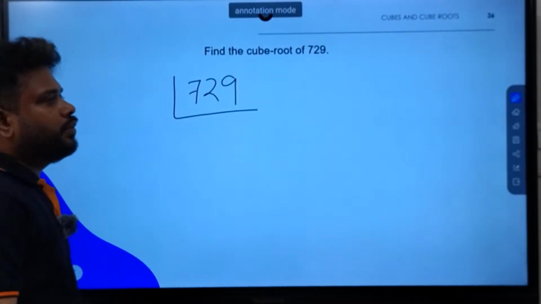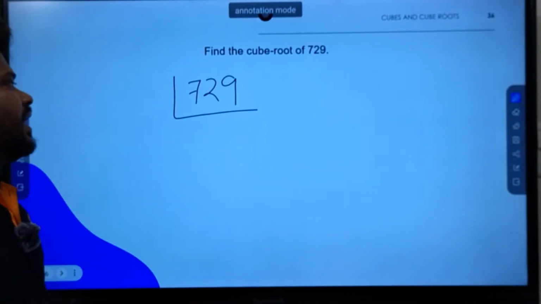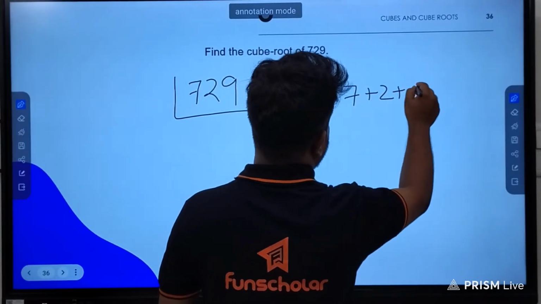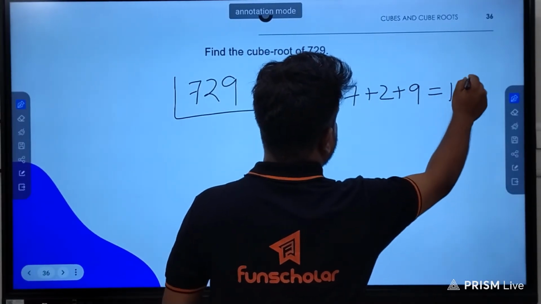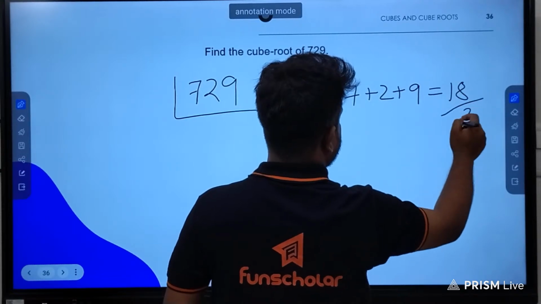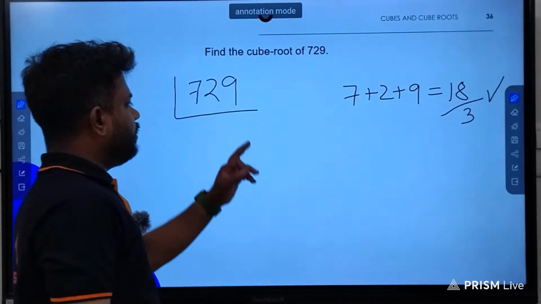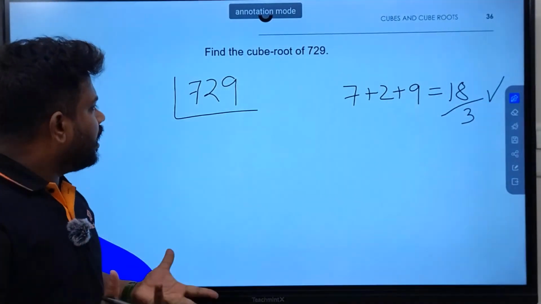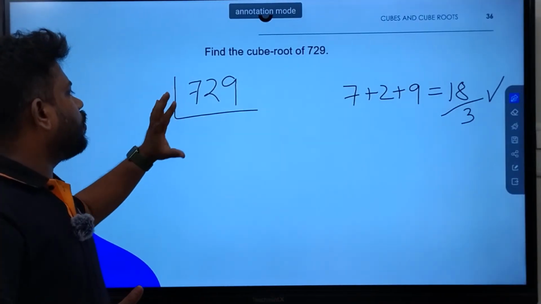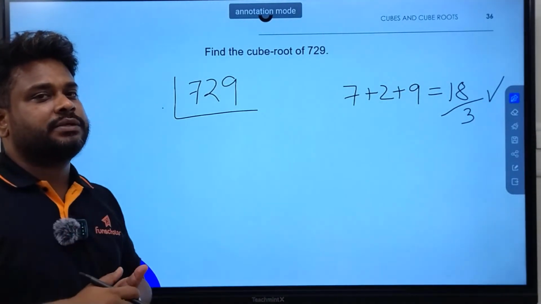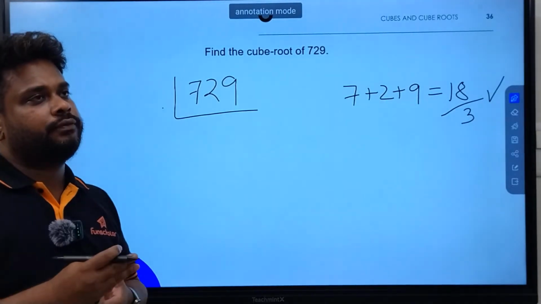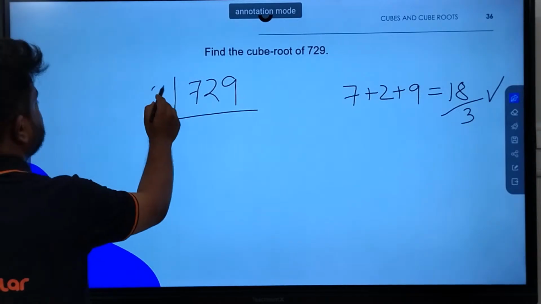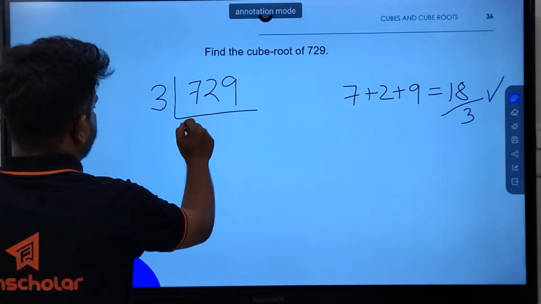Okay, so 7 plus 2 is 9, and 9 plus 9 is 18. So 7 plus 2 plus 9 will be 18, and 18 is divisible by 3. So it will be divisible by 3. Okay, you all have to recognize all the divisibility rules, starting from 2, 3, 5, 6, 7, 9, etc. So let's do this with 3.